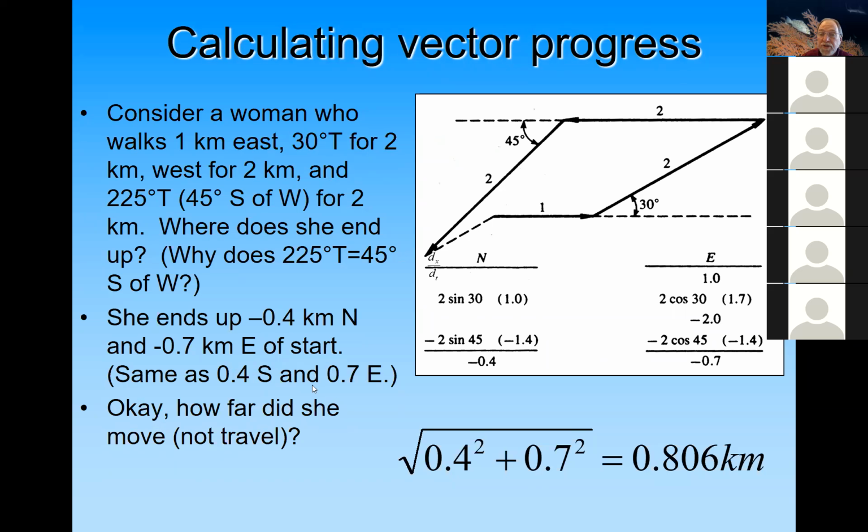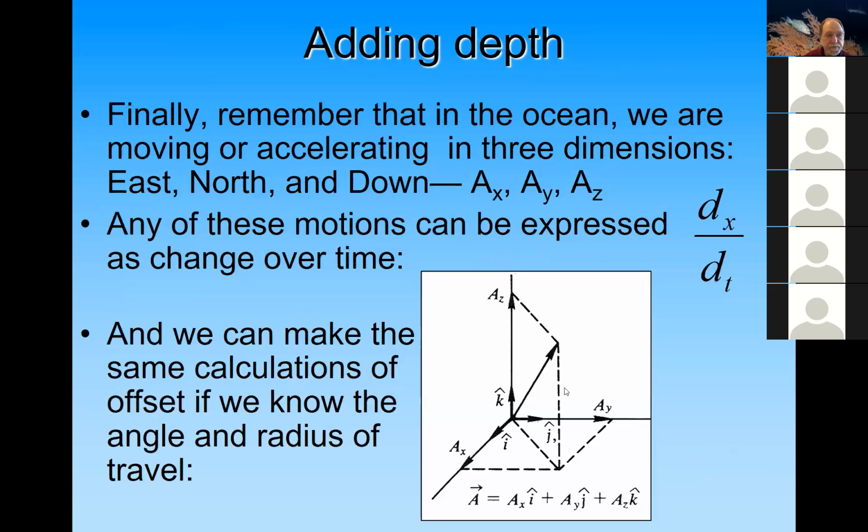So how far did she travel? Well, here we can apply our friend the Pythagorean theorem. We add up the sides of the triangle, 0.4 squared plus 0.7 squared, and take the square root of that, and we find out that her total travel, the total length of that arrow, was 0.8 kilometers. So you can add up positives and negatives and end up with a consistent answer. This is a good way of adding that.